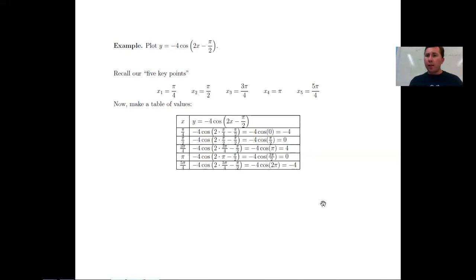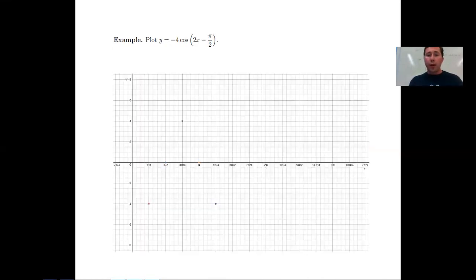Now, take these 5 coordinate pairs and plot them on a graph. At pi over 4, this function evaluation is -4. At pi over 2, this function is 0. At 3 pi over 4, recall that we were up at 4. At pi, we had another 0, and at 5 pi over 4, we're down here at -4.